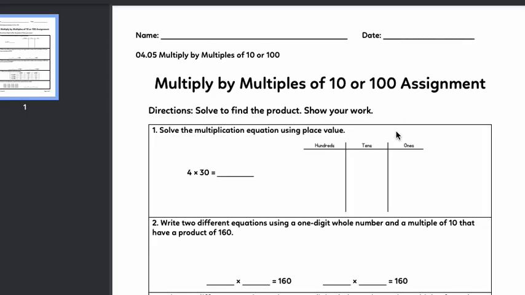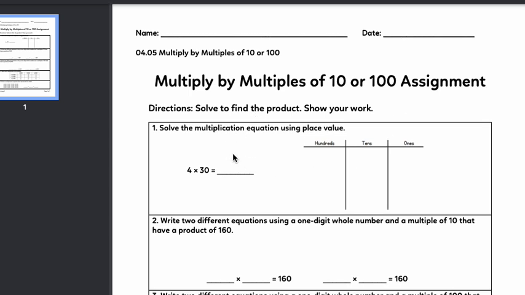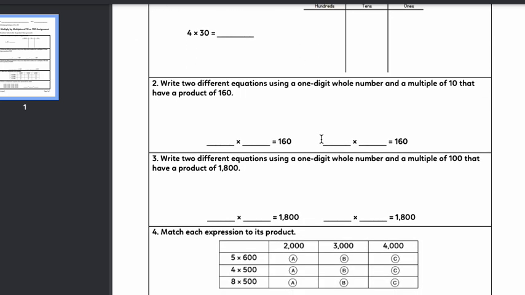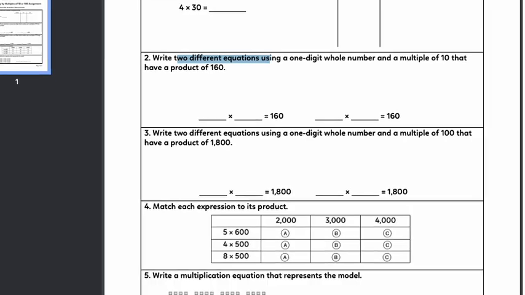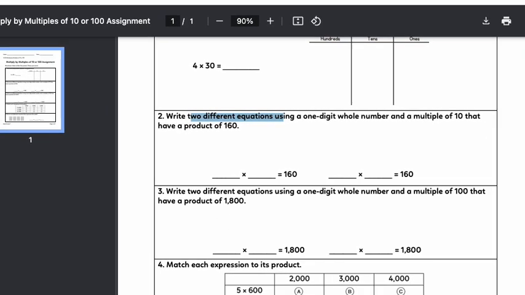It's right here. This says solve the multiplication equation using place value. So you're going to draw that place value over here. That's why they gave you the place value chart. They have write 2 different equations using those numbers. Then we have matching the expression and matching some of those problems.